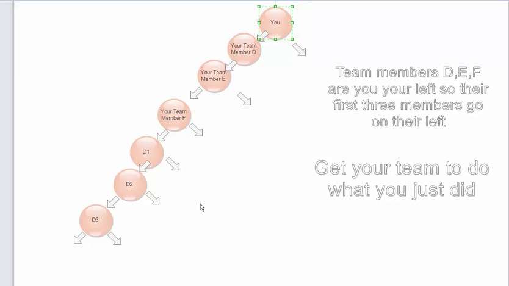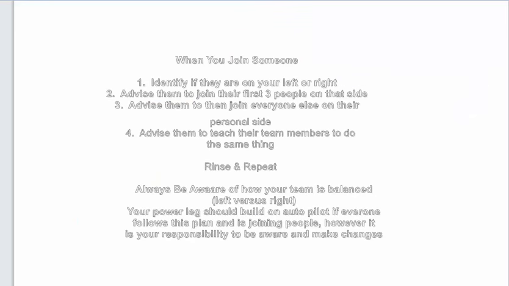So if you do this, then it's what allows you to get momentum in the first instance as fast as possible. So when you join someone, this is your responsibility. If you do this, it's going to benefit you and everybody above you. It's going to benefit them and everyone below them when they follow the same plan. So step 1, identify. Are they on your left or are they on your right? Step 2, advise the person to join their first 3 people on that side. Step 3, advise them to join everybody else on the other side, on their personal side. Do 3 on the common side, then join everybody else on their personal side.